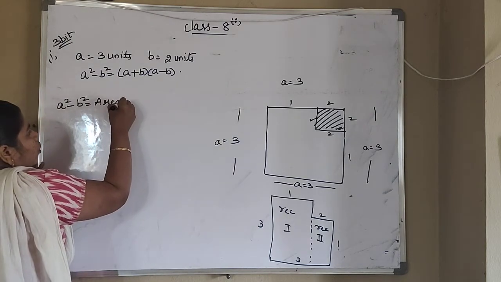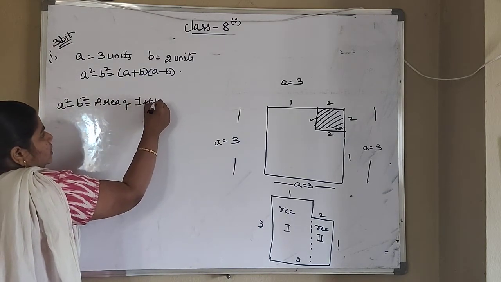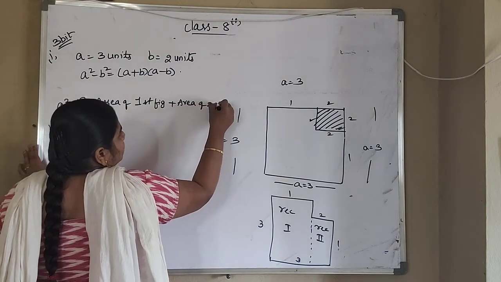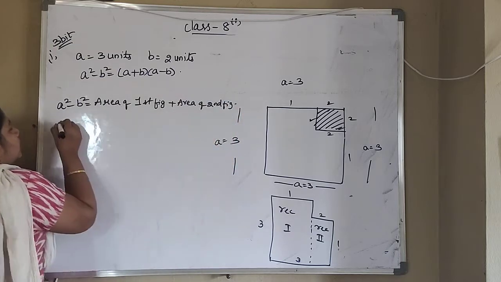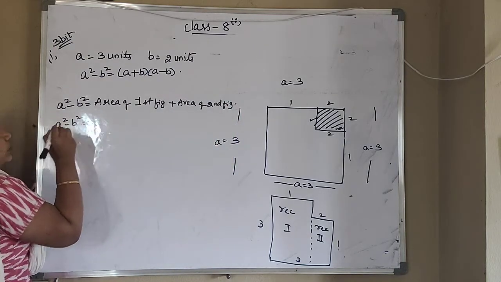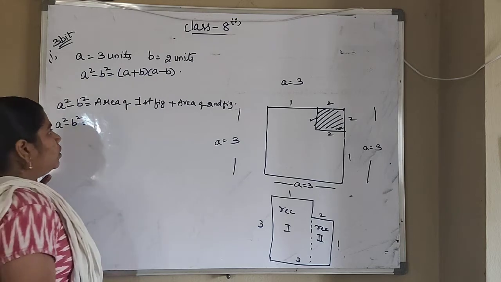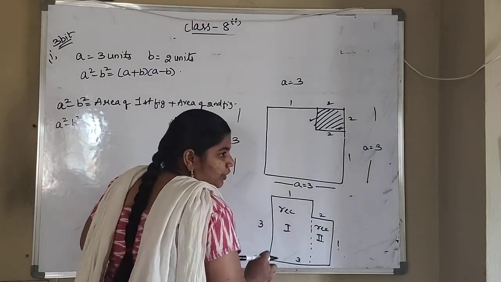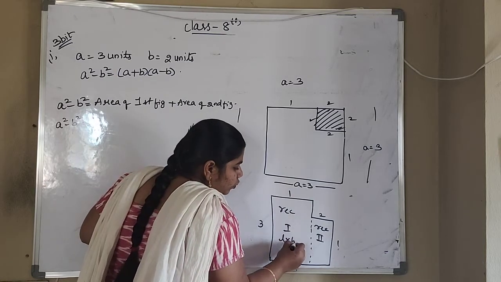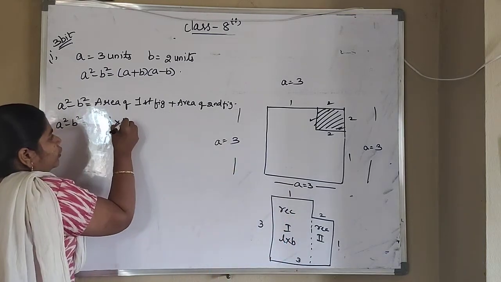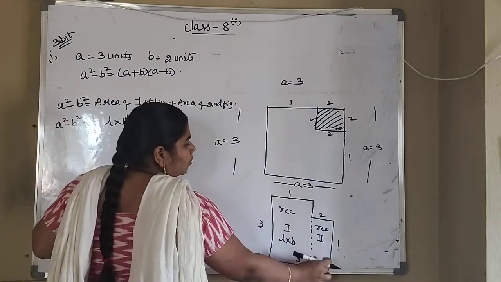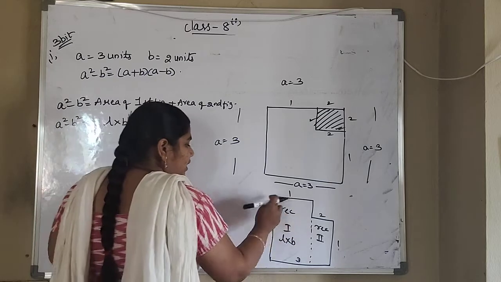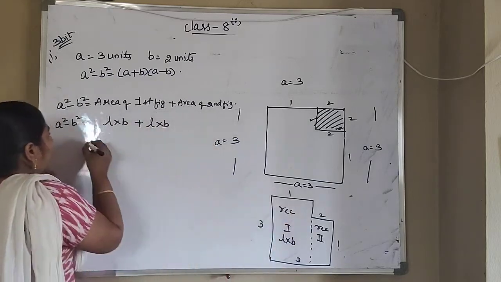So, area of first figure plus area of second figure. So, a square minus b square is equals to area of first figure plus area of second figure. If you take the area of a rectangle, what is the formula? That is L into B. So, here it will be L into B and this part will also be L into B. In this case, length value is 3 and breadth value is 1.